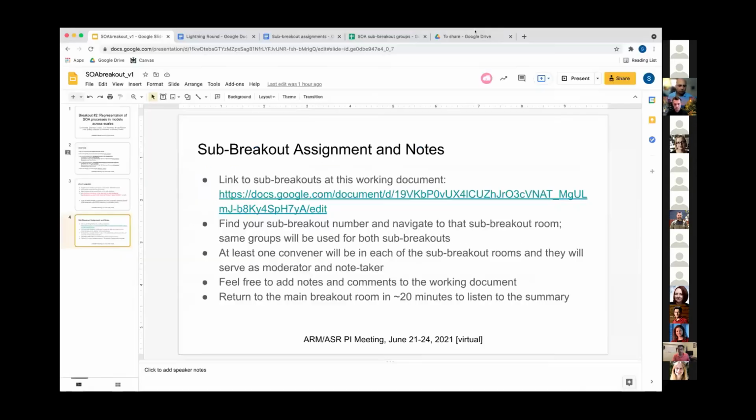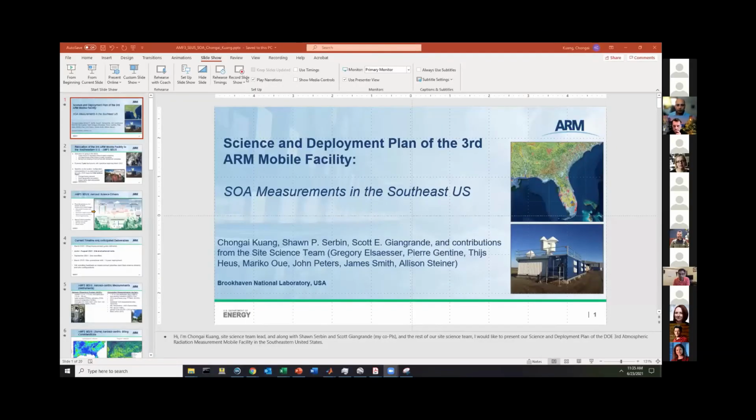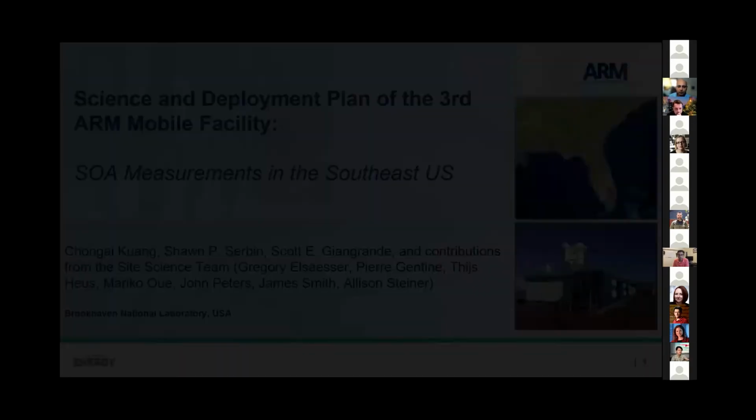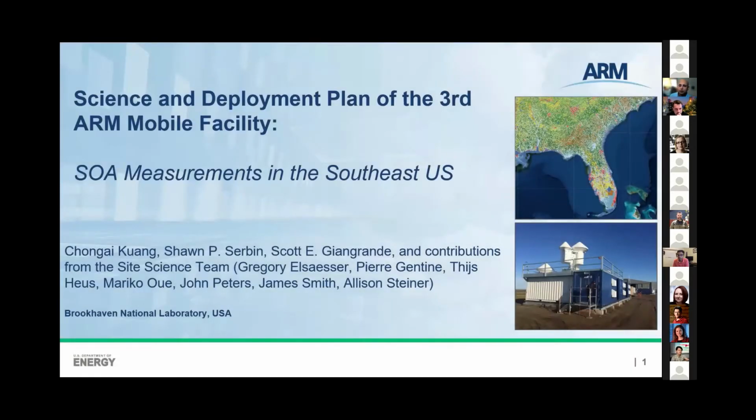Hopefully, Rahul, you've put the link in the chat window for people to access. Yes, I just posted the link. It's a Google spreadsheet. So go in the spreadsheet and find your name, and you should be able to see which group you belong to. Okay, great. So with that, I'll have Chong-Ai, do you want to share your screen and maybe start us off on this first breakout? I also just want to quickly say, if you don't find your name, just go to one of the breakouts.